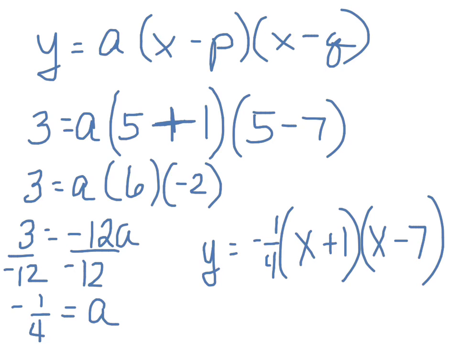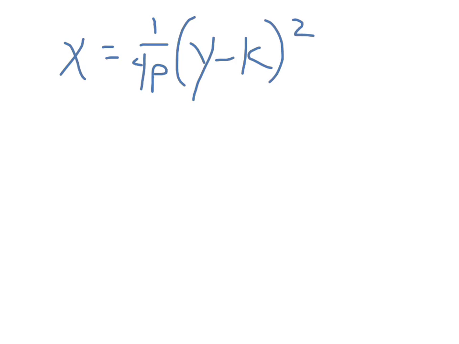Number 7. What do they give you? The directrix and the vertex. Does this open left to right, up or down? So that means that we have x equals 1/4p times y minus k squared plus h. When it goes left and right, that's the formula that we use. Since it goes to the right, we're going to be positive. Yes, we are.